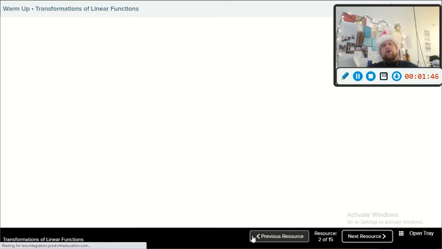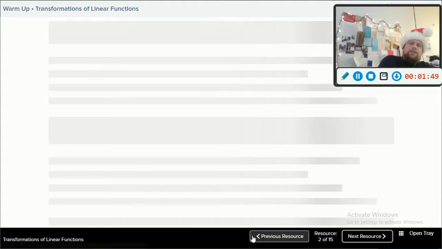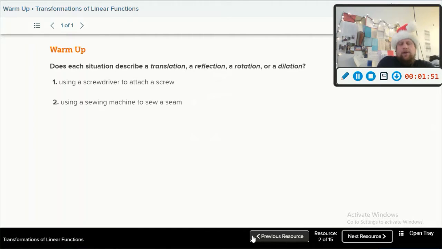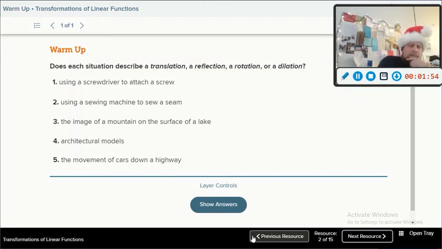All right, now for our warm-up. Take a minute, and I want you to decide, given each of these options, and I have an area in your guided notes up top, right above the vocab section, does each situation describe a translation, which is movement, a reflection, which means mirror image, a rotation, which is turning it, or last of all, a dilation, which means we're either making it bigger or smaller. So take a minute, look at these. Pause it if you need more time, and then I'm going to show the answers now.